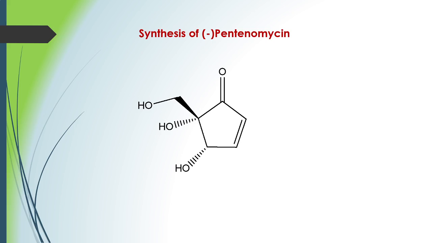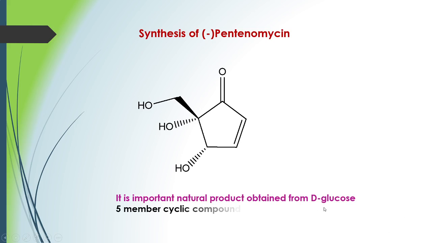Okay, so here our target molecule is (-)-pentenomycin. It is an important natural product obtained from D-glucose. So the starting material for this (-)-pentenomycin is D-glucose. This is the 5-member cyclic compound with 3 hydroxy groups, similar to a carbohydrate.